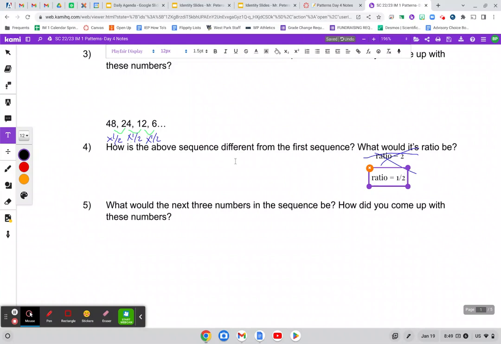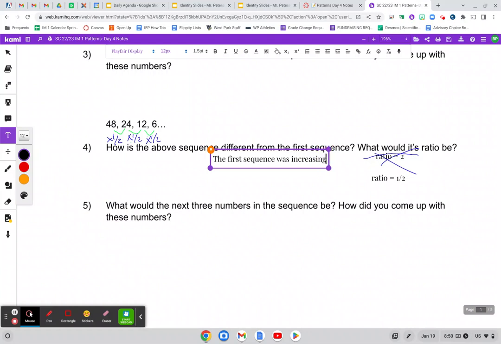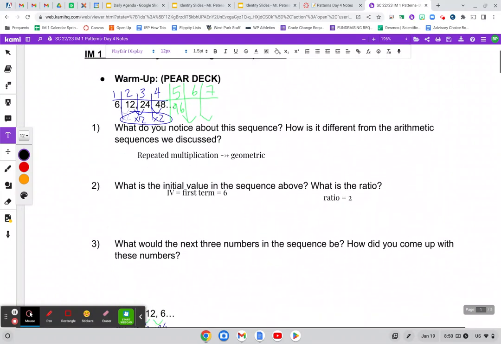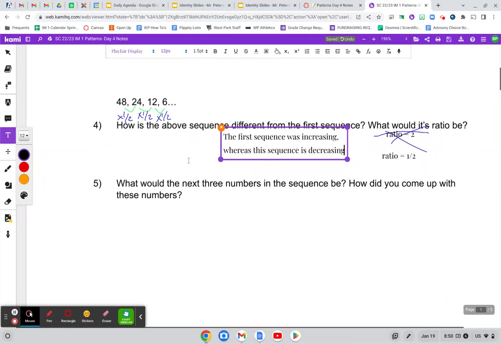Yeah, how is the above sequence different from the first sequence? The first sequence was increasing, whereas this sequence is decreasing. It's all about increasing and decreasing, right? This one was getting bigger as we went up. This one's getting smaller. So increasing versus decreasing.